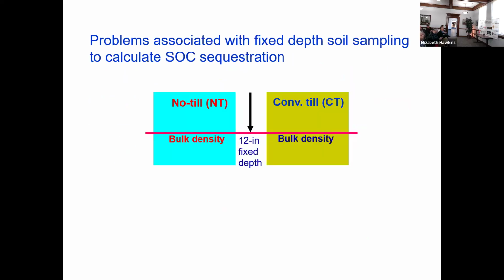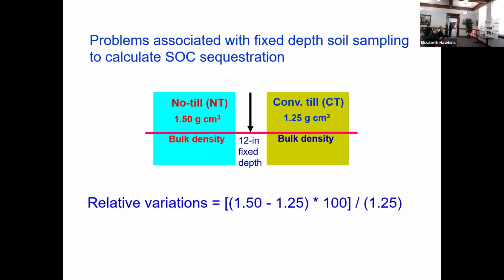So look at here, what we have, fixed depth, no-till 12 inches deep and conventional 12 inches deep. But the bulk density is different. Bulk density is 1.5, which is very common in no-till at the beginning. After 1, 2, 3 years, bulk density goes up, then it drops down. So look at the difference. That means the mass of soil is different. So how much difference do we have? Almost 20% more soil in no-till because of this high bulk density. And that counts into carbon stock.